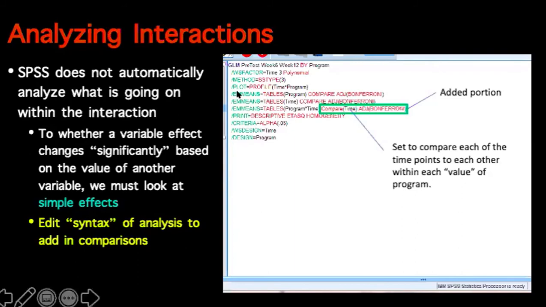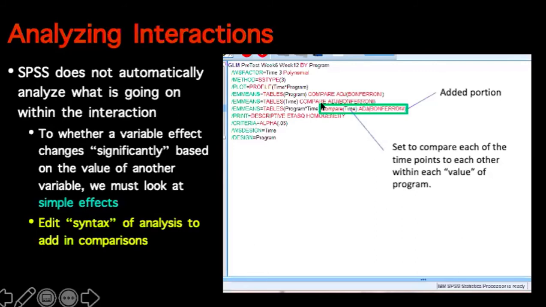But in any case, you see there's estimated marginal means for program. So this is giving you your post hoc tests for independent variable A. We have estimated marginal means for time, at least in this example, right? So that would be your post hoc test or pairwise comparisons for independent variable B. And then we have the interaction effect. And what's in this green box doesn't usually exist in SPSS. So we have to go in and look at the syntax, and then we edit it based on how we want to analyze our data.